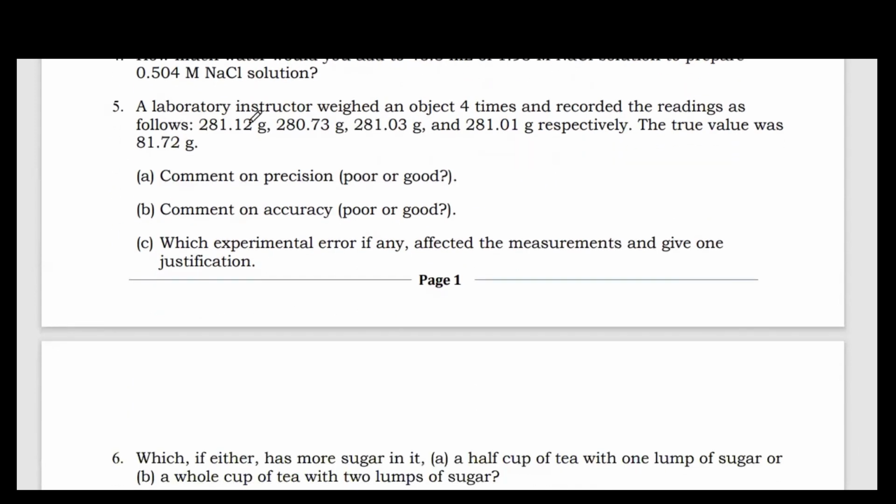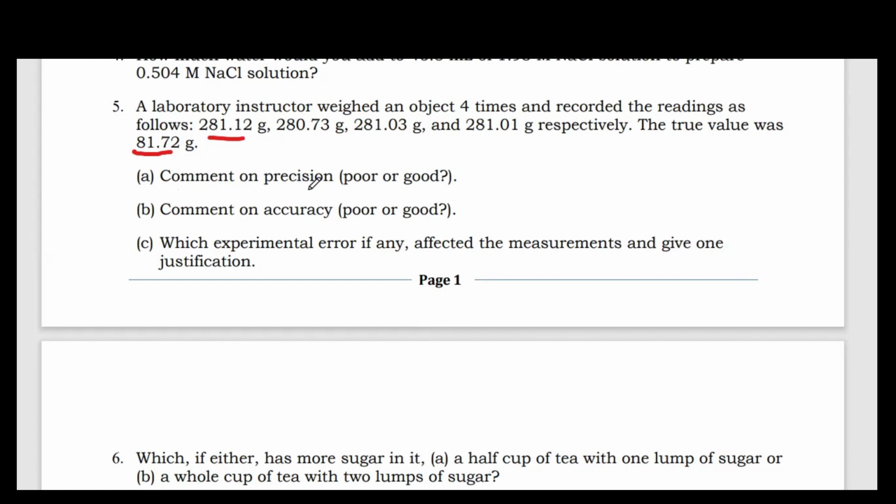They're saying a laboratory instructor weighed an object 4 times and recorded the readings as 281.12, 280.37, 281.38, 281.03 and 281.01 respectively. And then they're saying the true value was 81.72 grams. Okay, now the question comes. So let's answer these ones together.